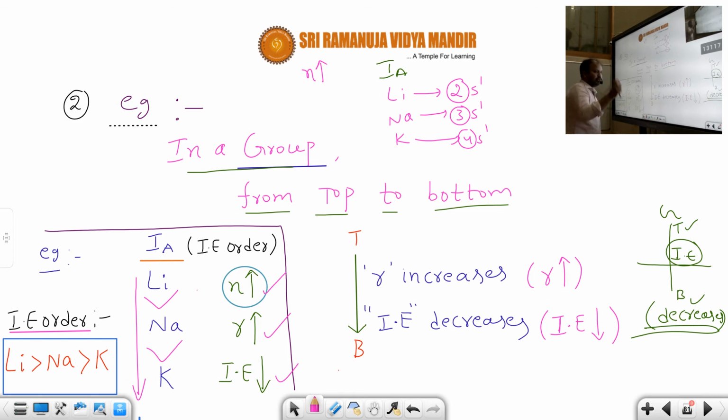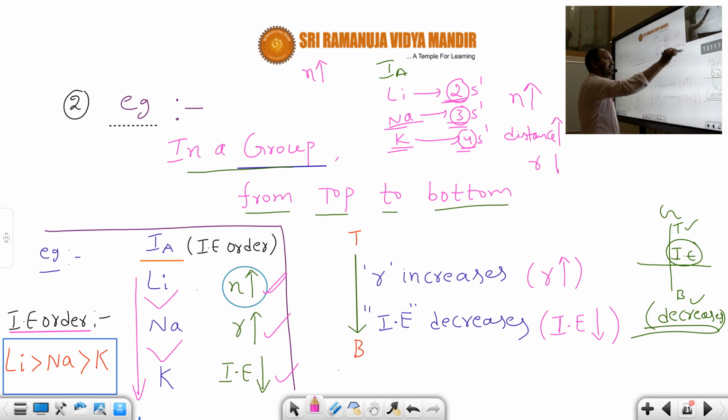The reason is that going from top to bottom along the group, orbit number increases. Lithium is present in the second orbit, sodium in the third, potassium in the fourth, rubidium in the fifth, cesium in the sixth, and francium in the seventh orbit: 2s1, 3s1, 4s1, 5s1, 6s1, 7s1, like that. So orbit numbers increase. Am I correct or not? Whenever orbit number increases, distance increases, and atomic radius increases. Atomic radius is inversely proportional to ionization energy, we know that. That's why ionization energy decreases.